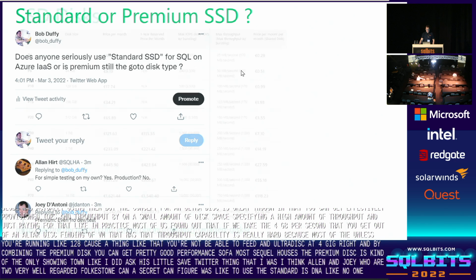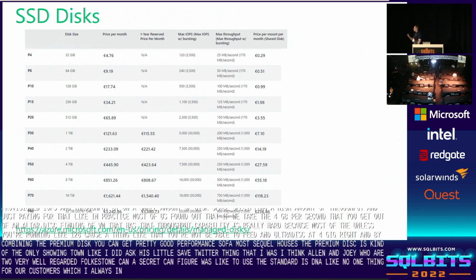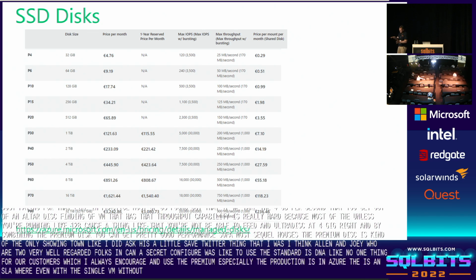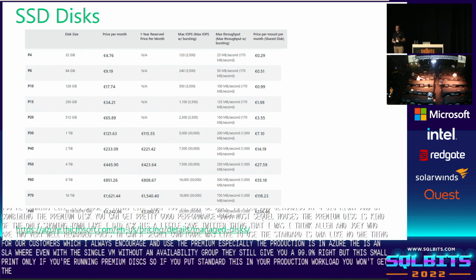One thing for our customers, which I always encourage them to use the premium, especially on the production, is in Azure, there is an SLA where even with a single VM, without an availability group, they still give you a 99, is it 99 or 99 point? I think it's 99.9% SLA in terms of uptime, right? But there's some small print only if you're running premium disks. So if you put standard disks in your production workload, you won't get the SLA on the VM uptime.